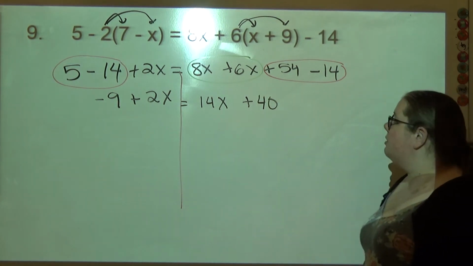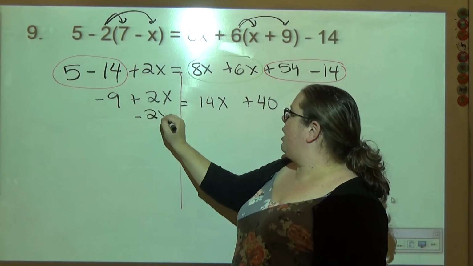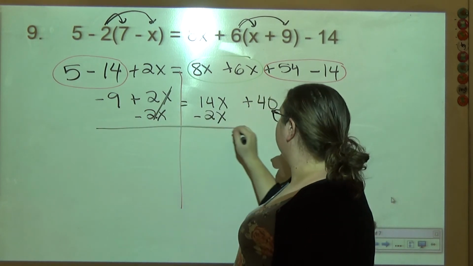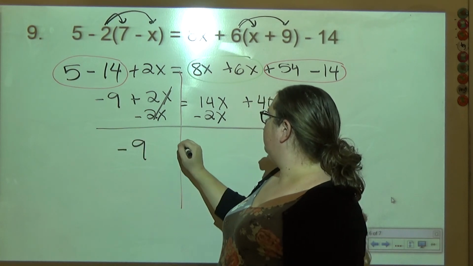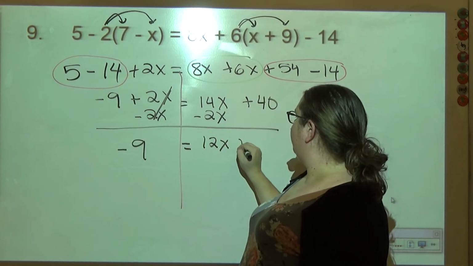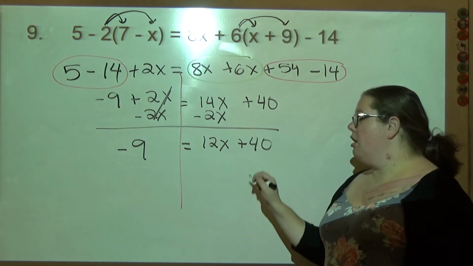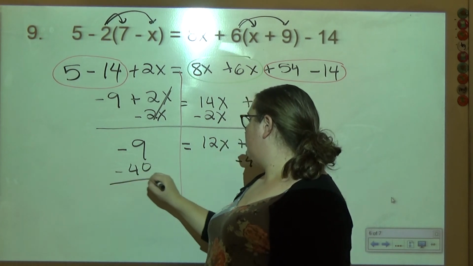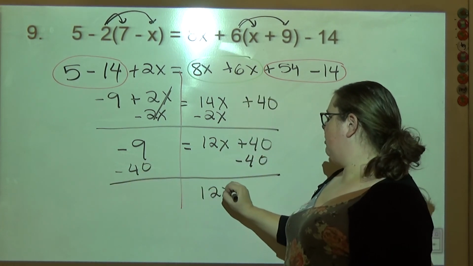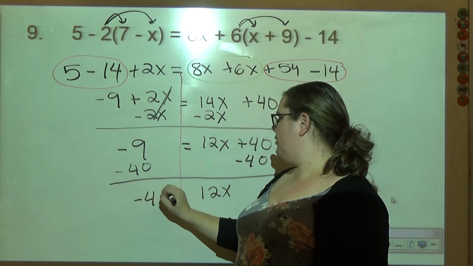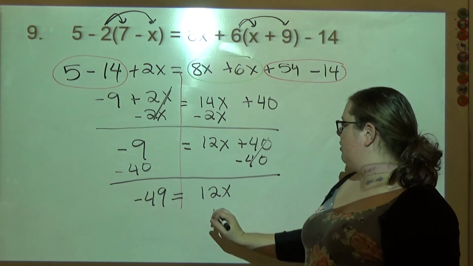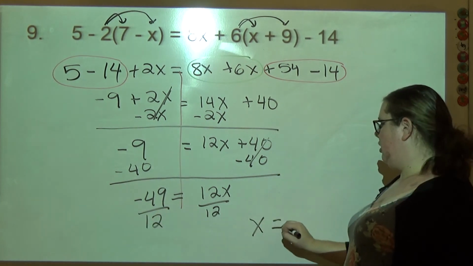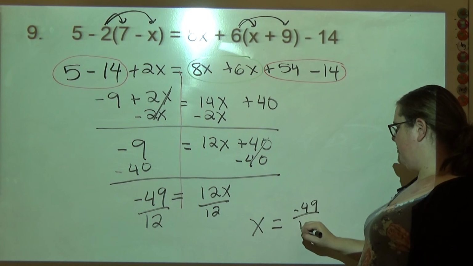Move the smaller x, minus 2x, minus 2x, 2's cancel. Negative 9 equals 12x plus 40. Minus that 40 on both sides. 12x equals negative 49. Divide by your coefficient. So x equals negative 49 over 12.